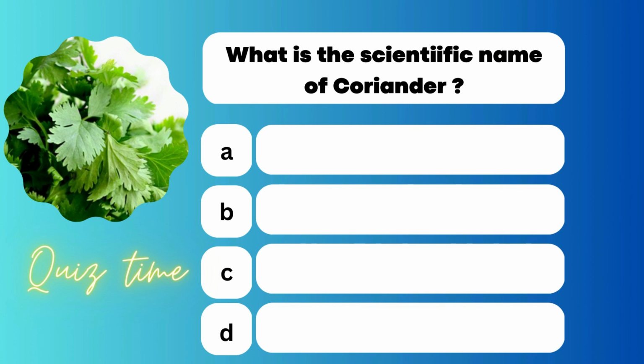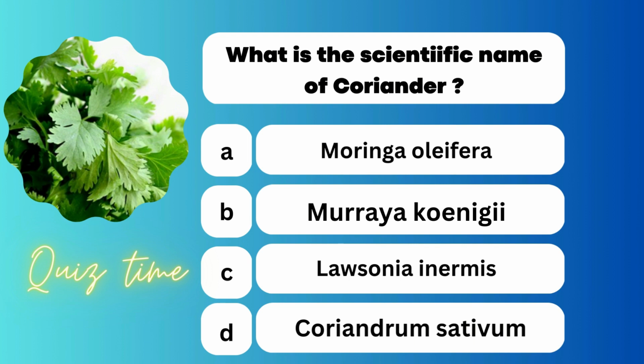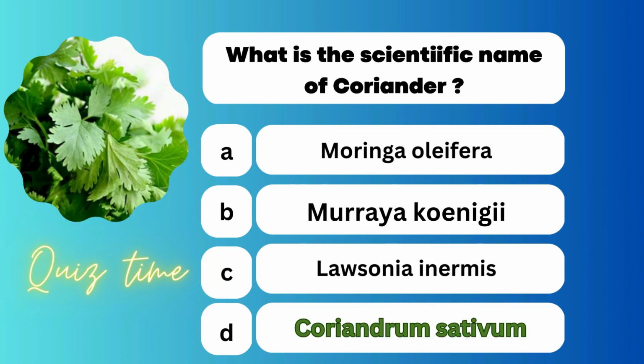What is the scientific name of coriander? A. Moringa oleifera. B. Moroya canigii. C. Lawsonia inermis. D. Coriandrum sativum. The answer is D. Coriandrum sativum.